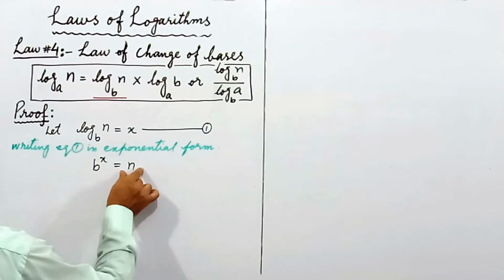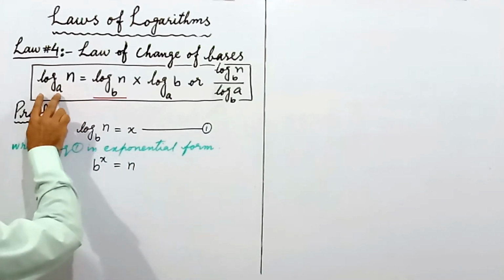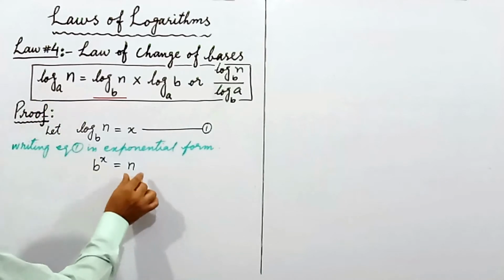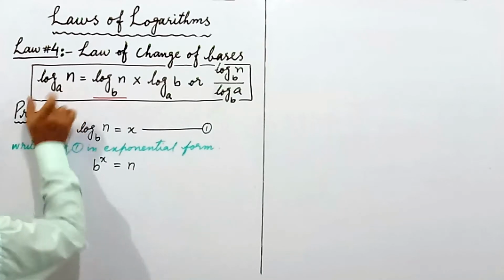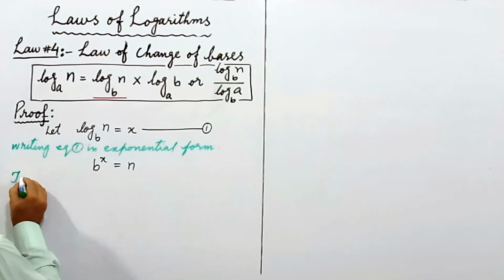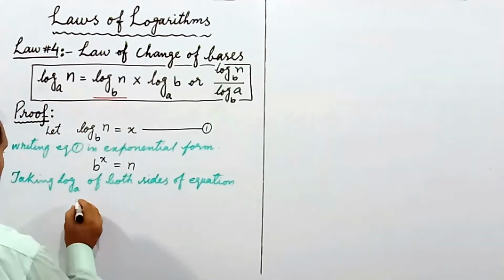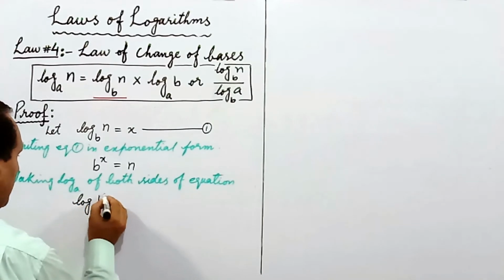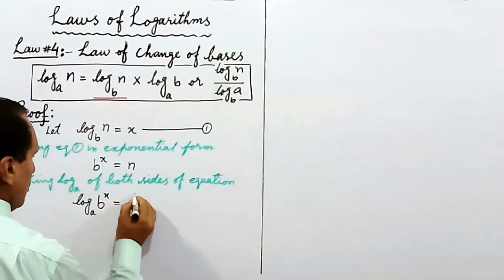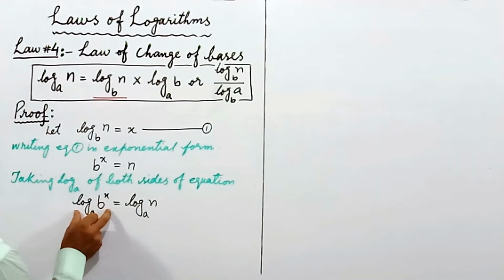We observe that in the right hand side we have n and in the requirement we have log n to the base a. If we take log base a of this side, we have one part of the requirement. So taking log to the base a of both sides, we have log b raised to power x to the base a is equal to log n to the base a. As this is the form of the log which is in exponent, we apply the law of exponent, meaning the third law of log, on this left hand side.